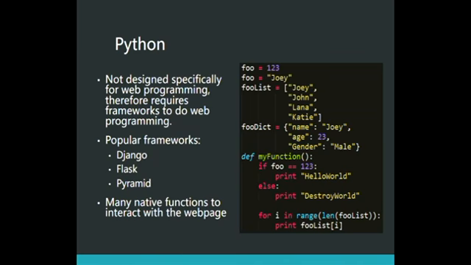And then it says here, if foo equals 1, 2, 3, I'm printing hello world. Else I'm printing destroy world. And here is a for loop in Python. So for i from 0 to the length of my list, I'm printing every element in my list. And this is pretty straightforward.